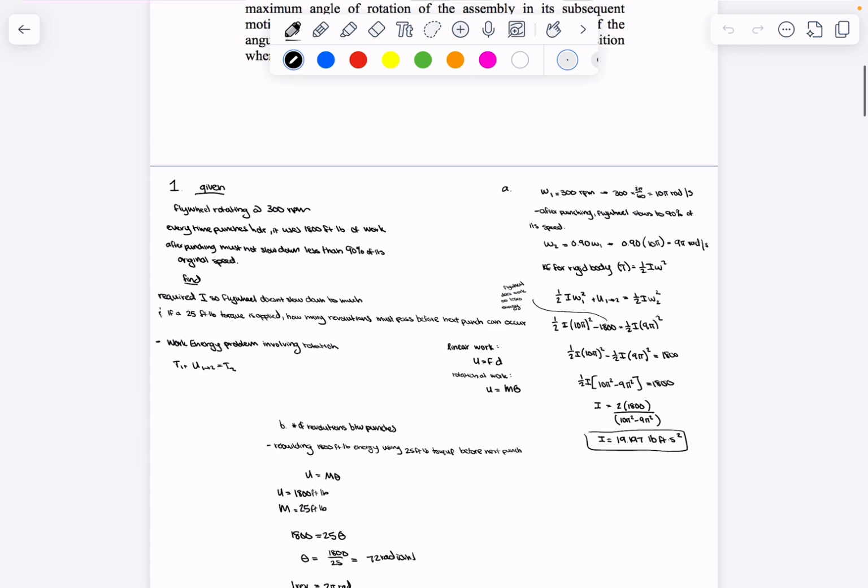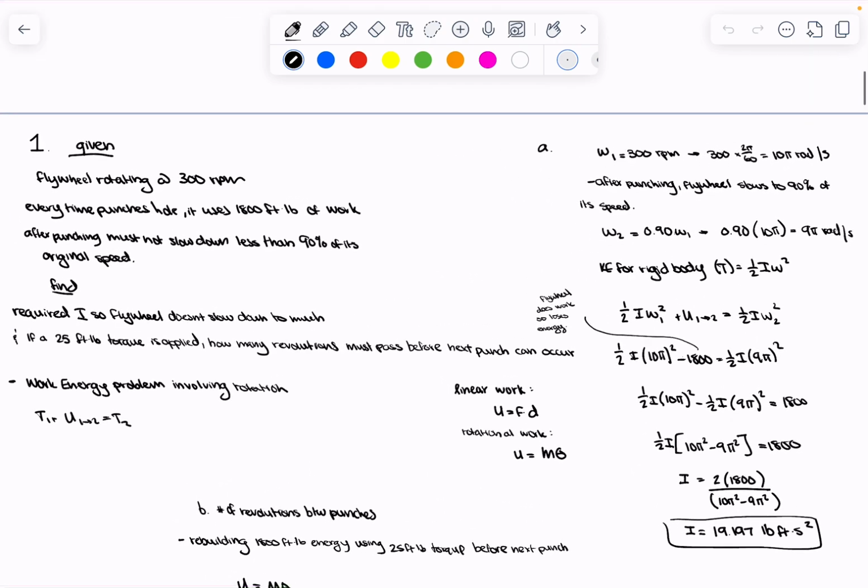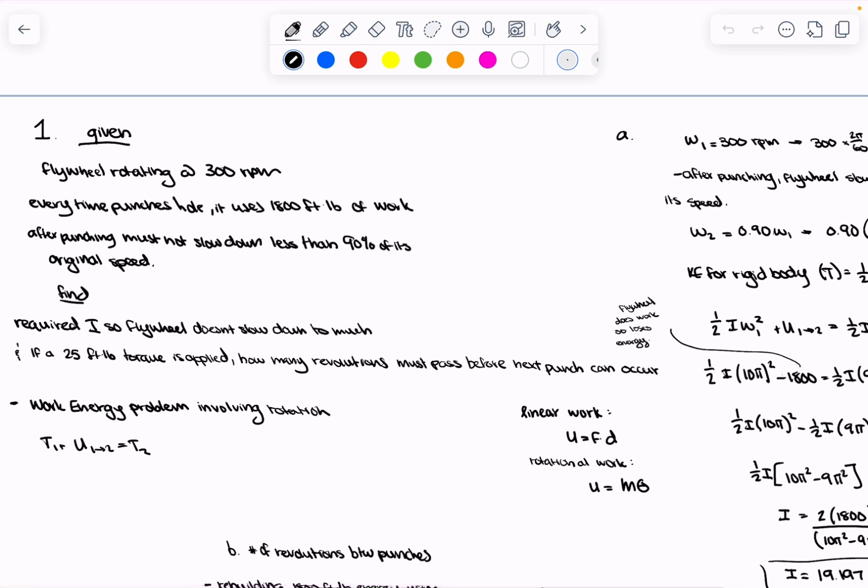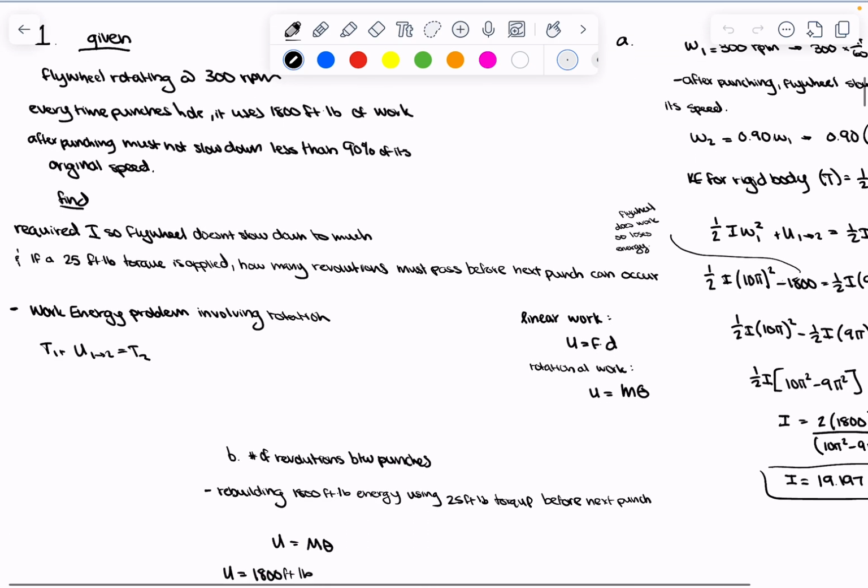Problem 1. Given the flywheel is rotating at 300 RPMs, every time it punches a hole, it uses 1,800 feet per pound of work, and after punching it must not slow down to less than 90% of the original speed. Find the required I so it doesn't slow down too much, and if a 25 foot-pound torque is applied, how many revolutions must pass before the next punch can occur. So this is a work energy problem involving rotation.